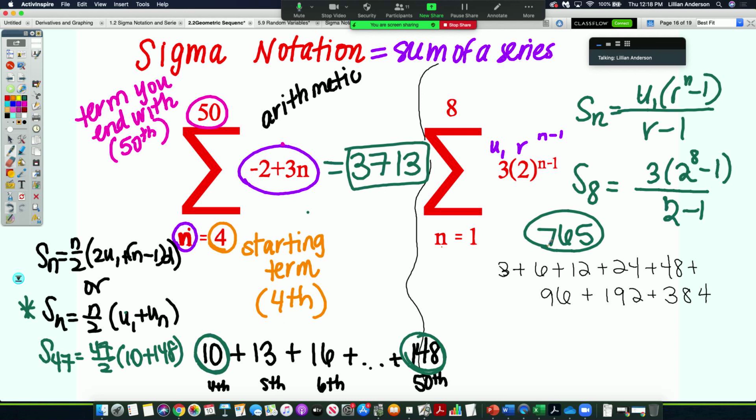I did that for the example on the right because I only had to do 8 terms. I would never do that for the one on the left-hand side because that's 47 terms I would have to write down and then add up. It would take a long time, okay? So, again, sigma notation is a condensed way to show that you're adding a certain number of terms with an explicit formula, okay? So that's sigma notation.